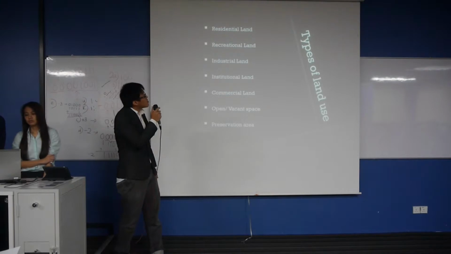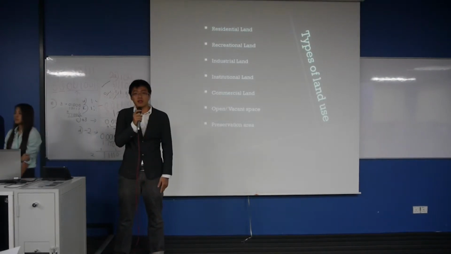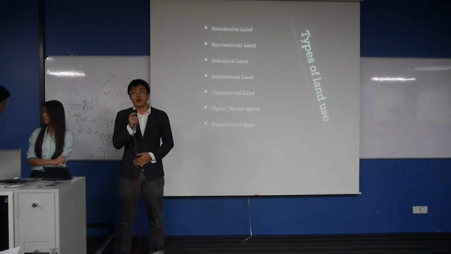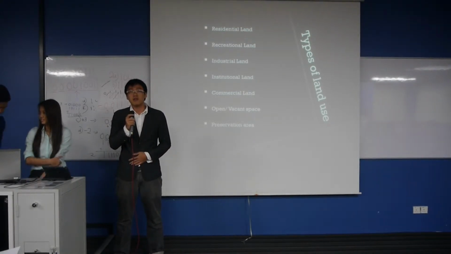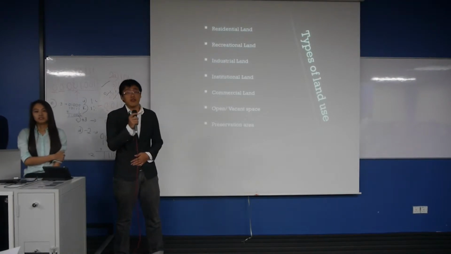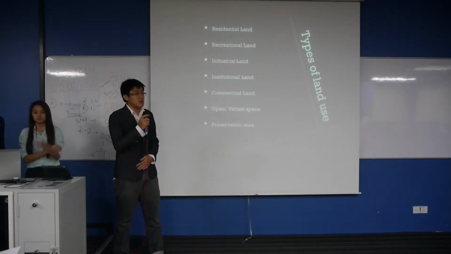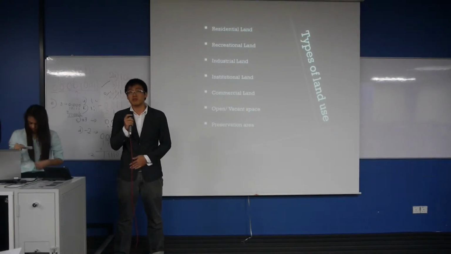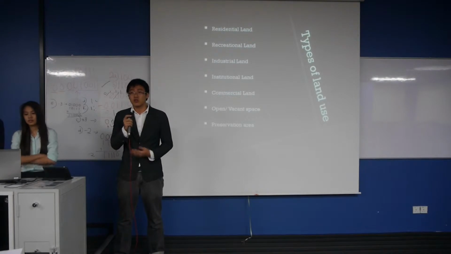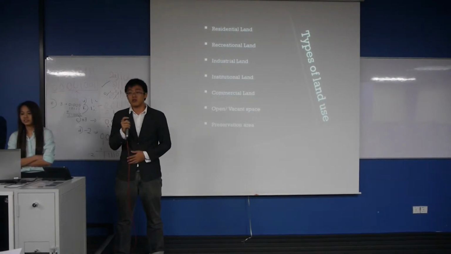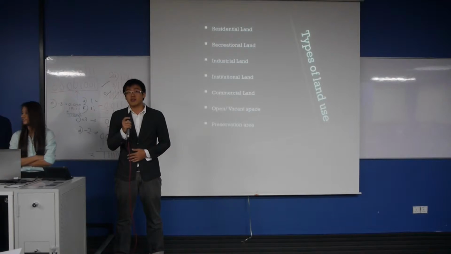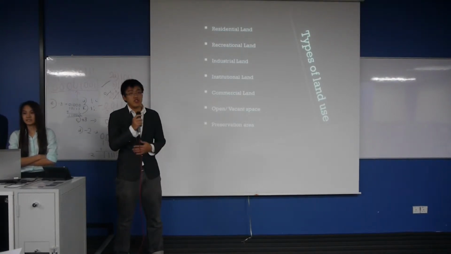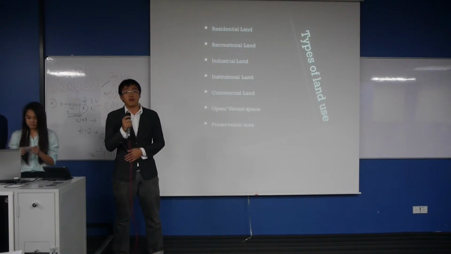First is the residential lands. Residential lands, they're going to build the place as a housing area, such as apartment buildings. And the other is recreation lands. Recreation lands, they're going to build for entertainment things, such as sports centers and stadiums. And the other is the industrial land. Industrial lands, they're going to build for the industry area. A lot of factories will be built there.